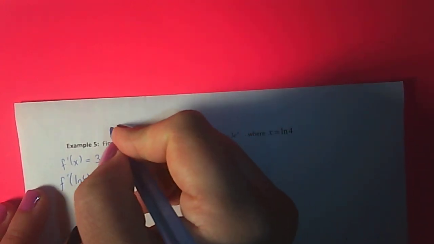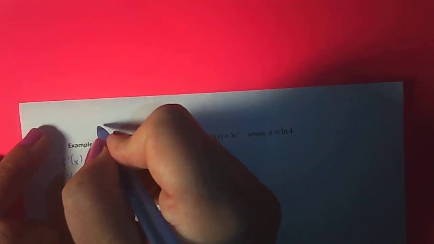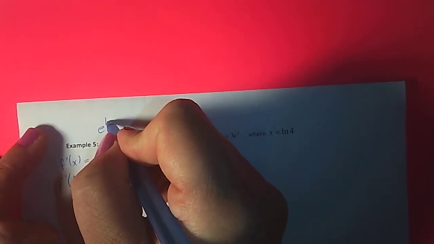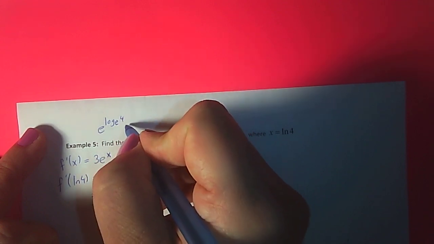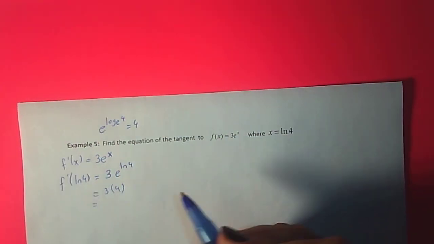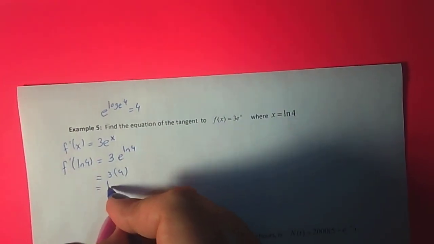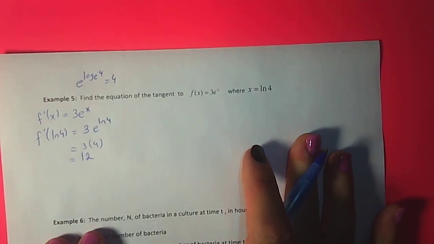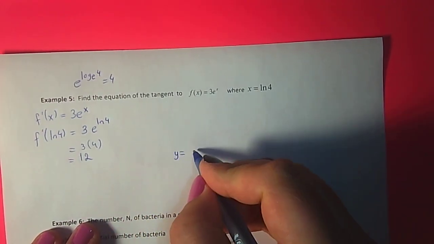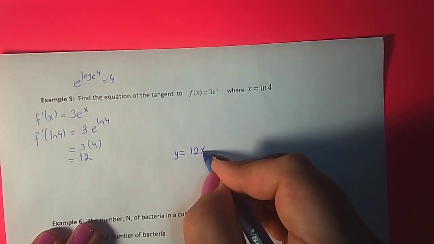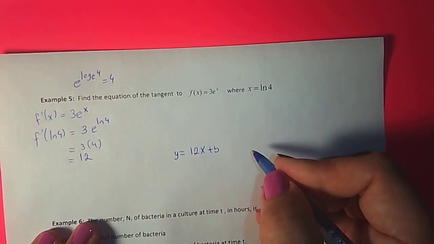Okay. And again, I need to remind you, e to the power of log base e of 4, right? This gives you 4. So we get 12 as the slope. Then when we need to write the equation, we get 12x plus b in ax plus b form.